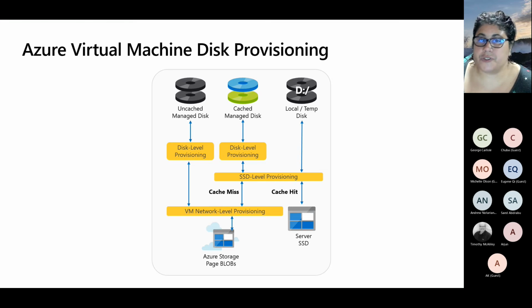So there's disk level provisioning, VM network level provisioning, and then there's one more thing called SSD level provisioning. The host machine has some number of SSD drives attached to the host, and those are presented to the virtual machine as local storage. Each VM running in that host will have some amount of local storage carved out for that virtual machine's use. And that will also be capped, again, to protect other things on the host, right? So that's what we call SSD level provisioning. That storage, like I said, is usually the D drive. That's locally attached storage, and it's ephemeral, which means it'll go away if the VM migrates to another host.